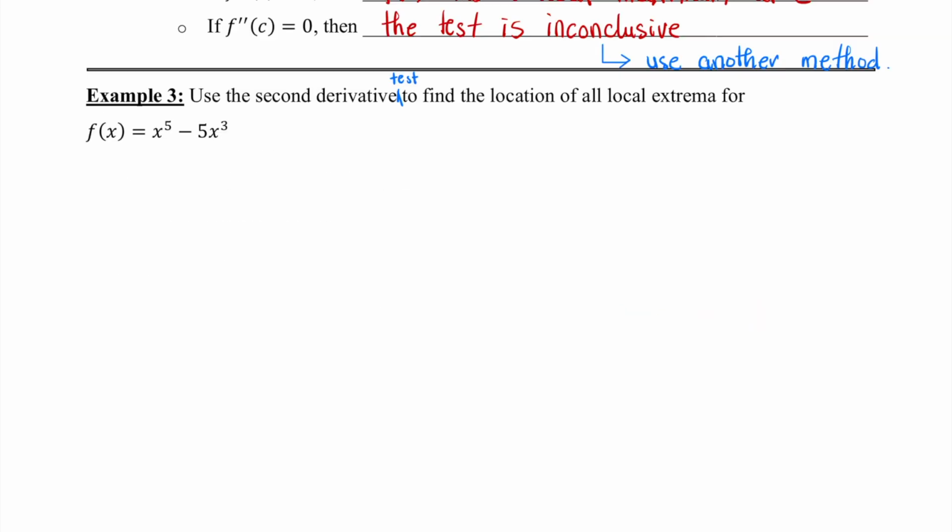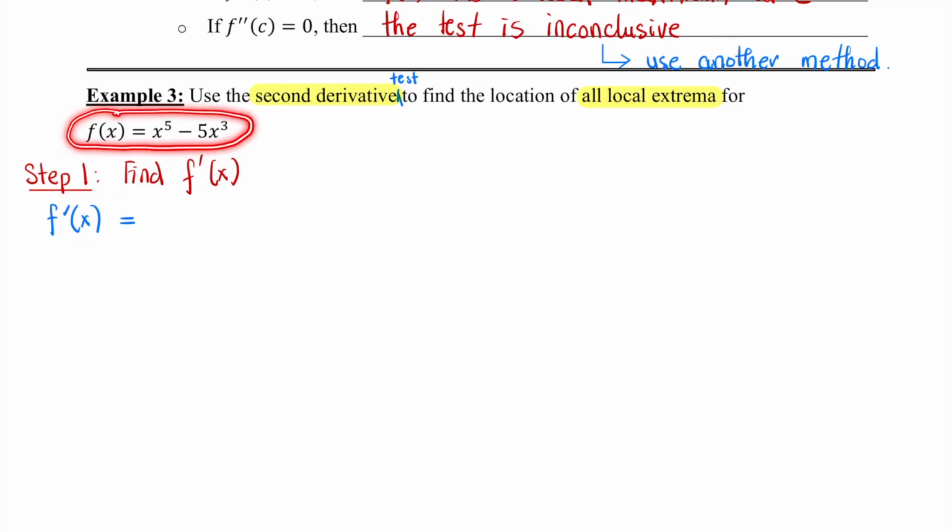Now, let's apply these steps to an example. We're given the function f of x equals x to the fifth minus 5x to the third. We want to use the second derivative test to find all local extrema. Step 1, we need to find the first derivative. f of x equals x to the fifth minus 5x to the third. f prime of x equals 5x to the fourth minus 15x squared.